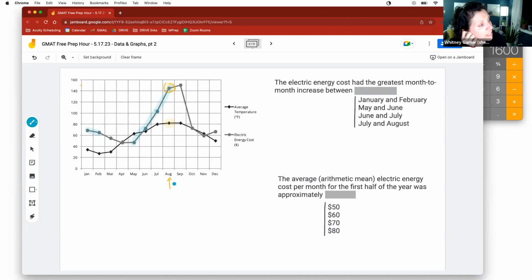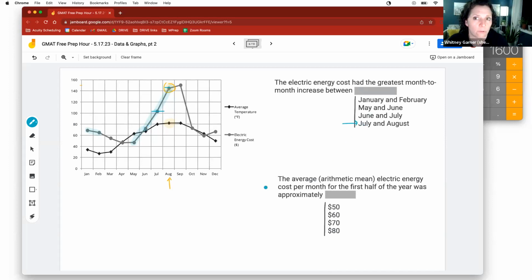Okay, so now this question is asking which had the greatest month-to-month increase. Notice that that's just a pure amount. If it had said the greatest percentage increase, we'd have to think a little differently about this. We'd have to look at not just the absolute difference between two, but where we started and then where it ended. But thankfully, this variation of it lets us see that the biggest dollar amount difference is going to be between July and August.